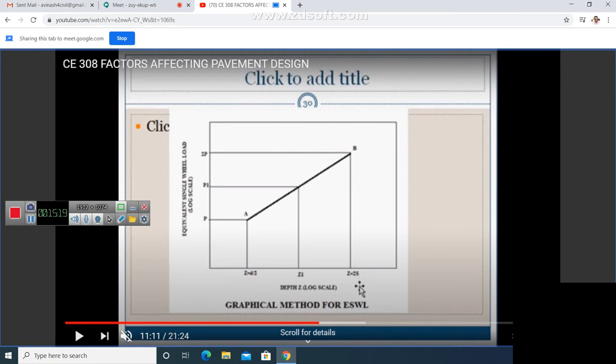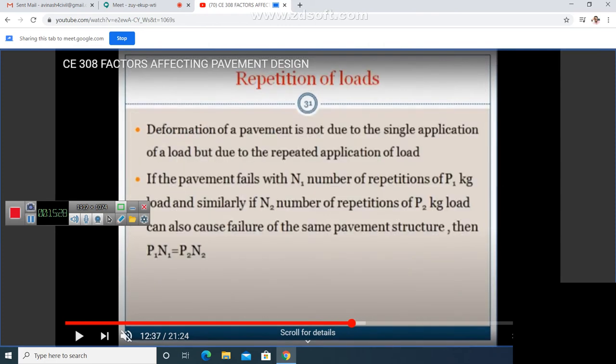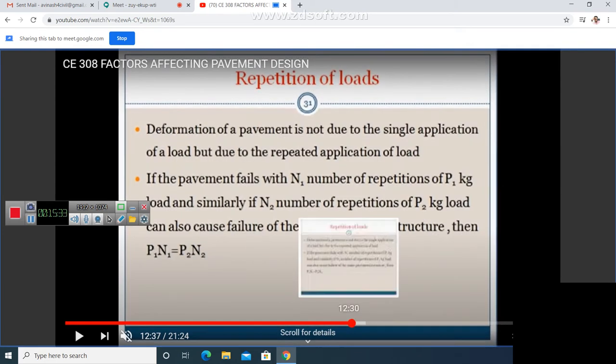You want to get the stress value for any intermediate depth, so you can go for an interpolation like this. I hope it is clear. So that is the graphical method.